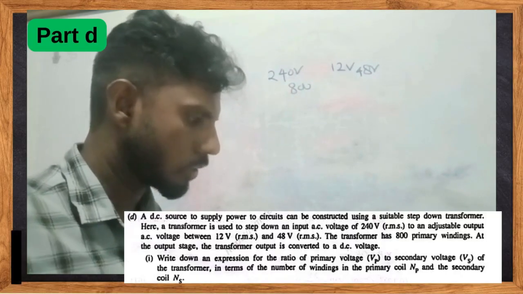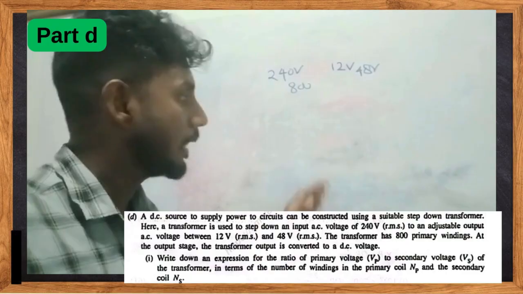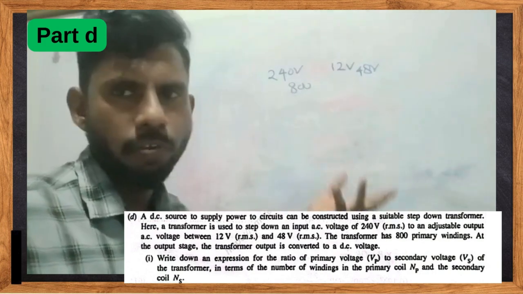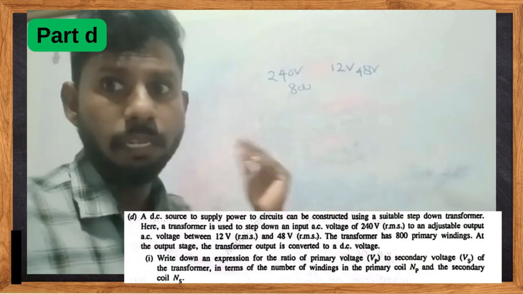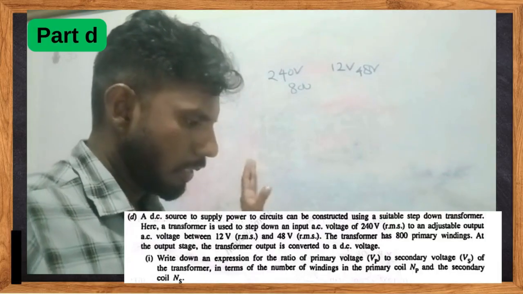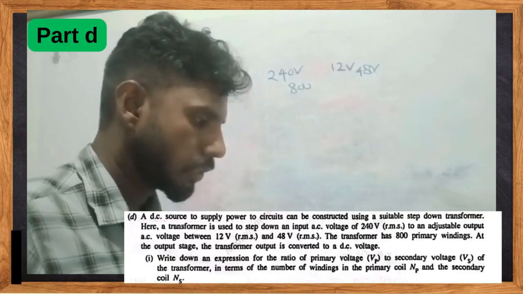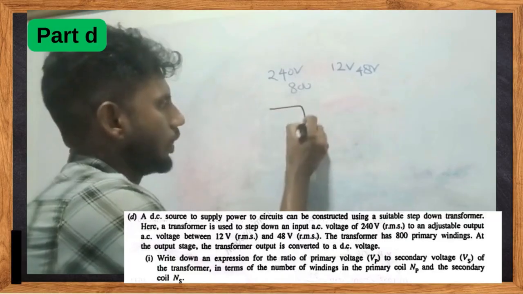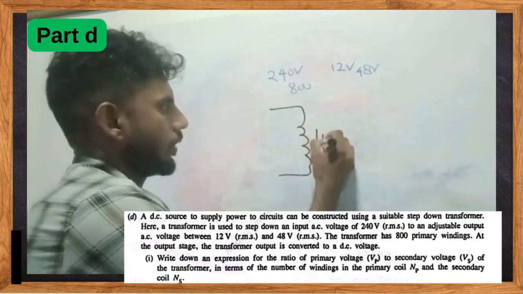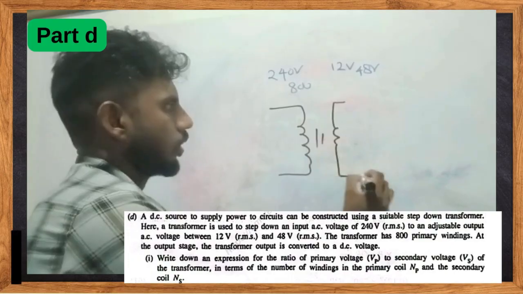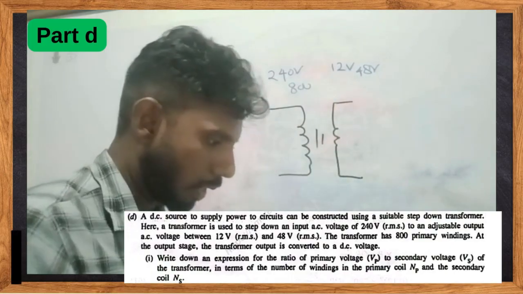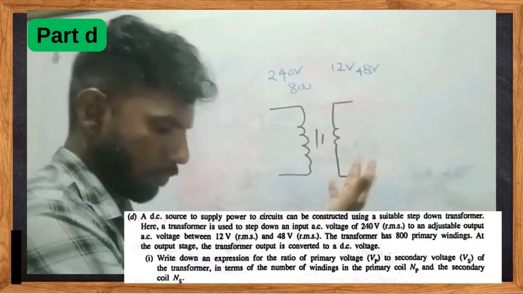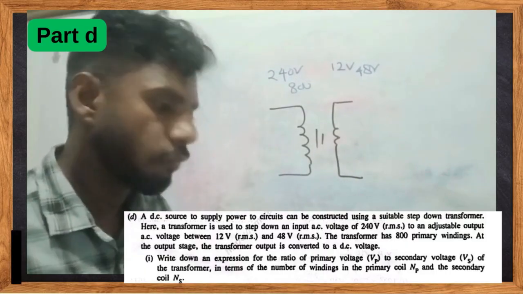At the output stage, the transformer output is converted to DC voltage. So that's converted by using a diode, half wave rectifier or full wave rectifier. That's electronics. Right. So first question, write down an expression for the ratio of primary and secondary voltage of the step-down transformer. Right, they are asking us to write down an expression for the ratio of primary voltage Vp and secondary voltage Vs of the transformer in terms of number of windings.